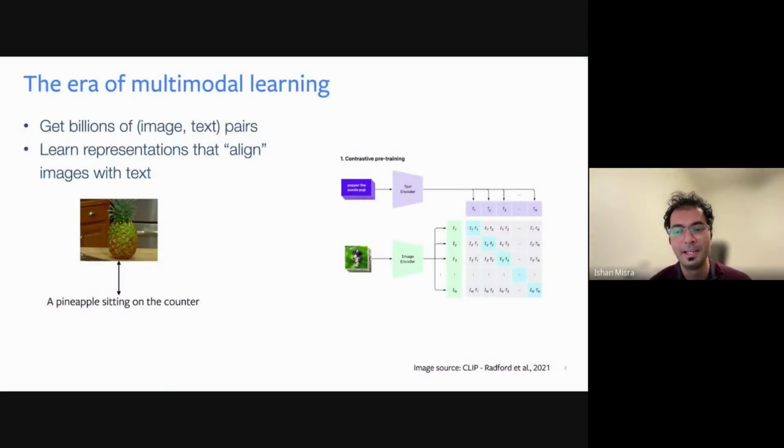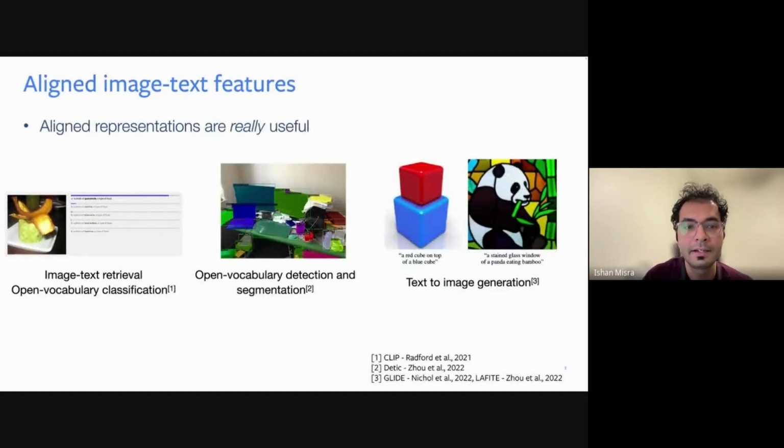Cool. All right. So this group may not need an introduction, but for context, in this era of multimodal learning, we have seen that getting aligned data, where you have billions of image and text pairs, really fuels a lot of the current models. When we get billions of these image-text pairs, we are able to learn representations that align images with text. CLIP is one of the most standard examples of being able to do this at a really large scale and actually getting high quality representations. And these aligned representations have been super useful. They've fueled other applications like image-text retrieval, detection, segmentation, and even generative models.